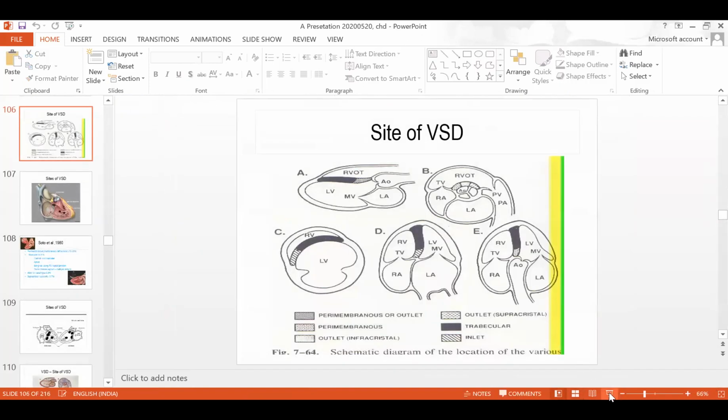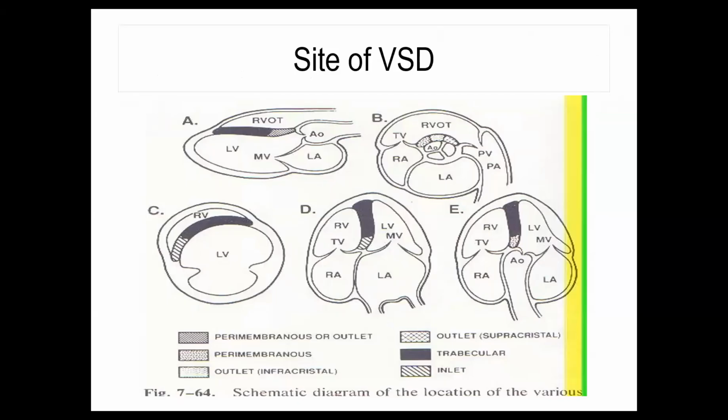First of all, let me remind you that we still follow the 1980 Soto's classification. This is a diagram from the 1980 Soto's classification. Even after 42 years. Why? Because we classify VSD only as inlet, outlet, paramembranous, and subpulmonic.